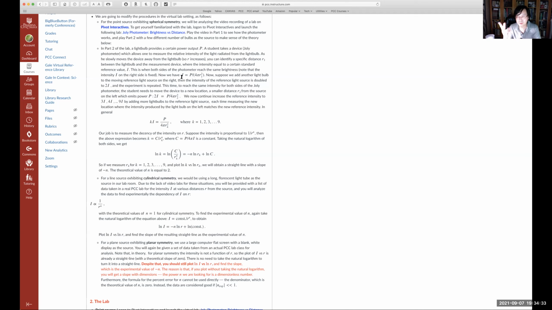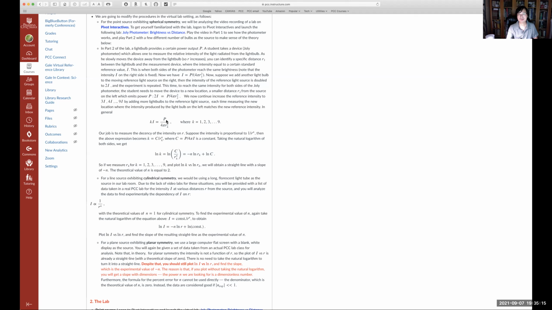Now, what if you have 2 light bulbs? Then the intensity becomes 2I, right? K equals 2 because you got 2 light bulbs. And at what distance to the left light bulb should you stop to find a match between the 2 brightnesses? That's R2, K equals 2. Then you do the same for R3 with 3 light bulbs, R4 for 4 light bulbs, and so on. And then this is the general formula. K is equal to 1 through 9 for the number of light bulbs. You take the natural log of both sides and you go from there.